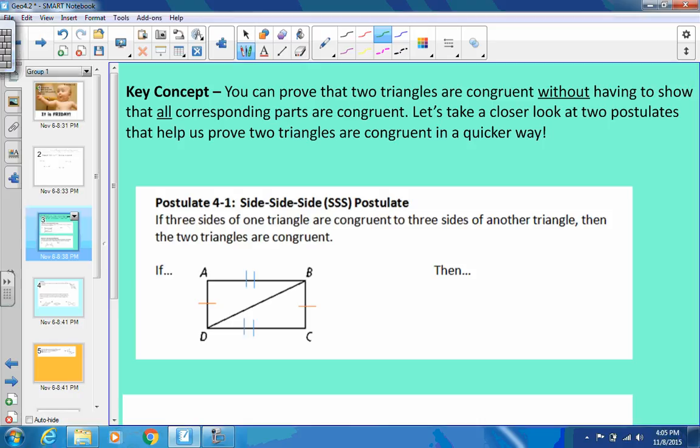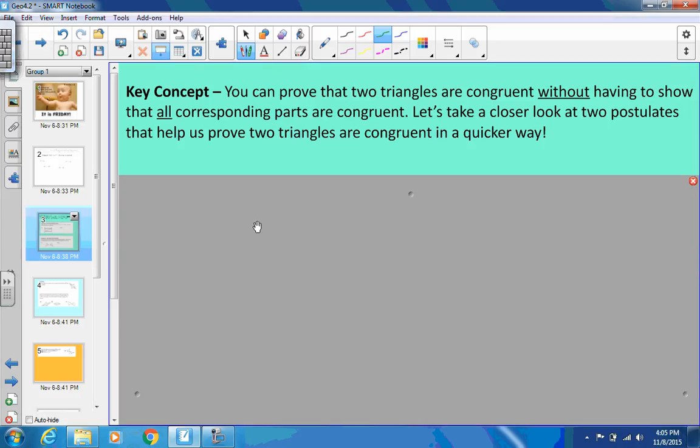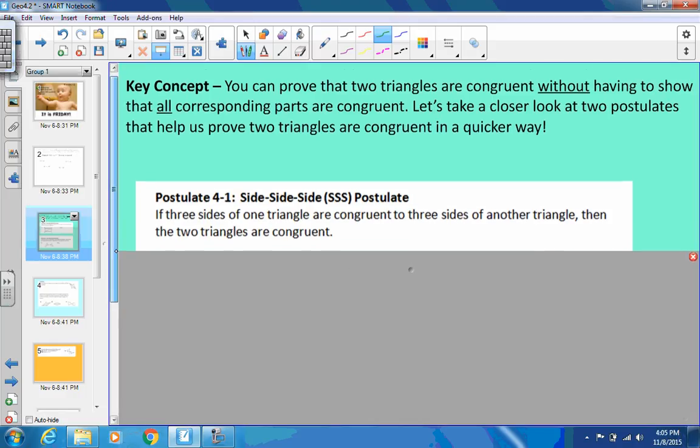Anyway, here's our key concept. If you read it through, it says you can prove that two triangles are congruent without having to show that all their corresponding parts are congruent. So we're going to take a look at two postulates, like I said. They'll help us prove two triangles are congruent quicker than finding all congruent corresponding parts. So the first one is the side, side, side postulate.